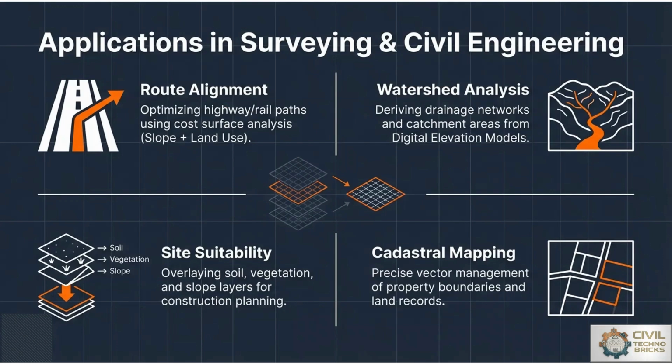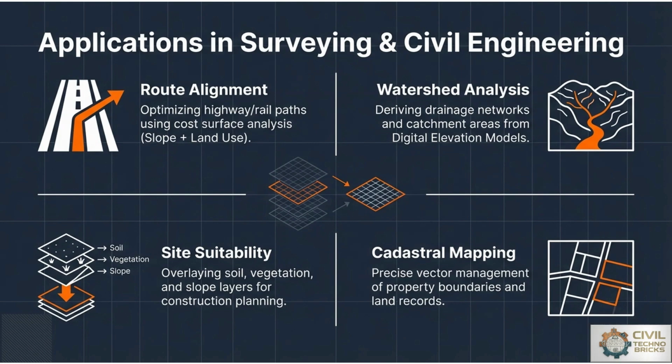What are the applications of GIS data in surveying, over traditional surveying, or in civil engineering? With respect to route alignment, with respect to watershed analysis, everywhere we can use that concept based on layers, based on some plane, based on some ground control points, or based on some mapping. In route alignment, we optimize highway or railway paths using cost analysis, where slope and land use layers are compared and analyzed.